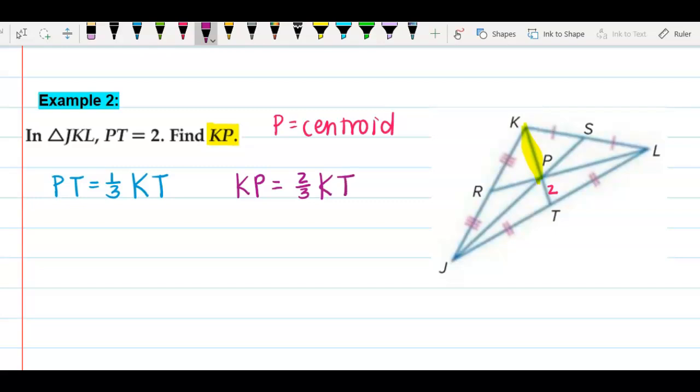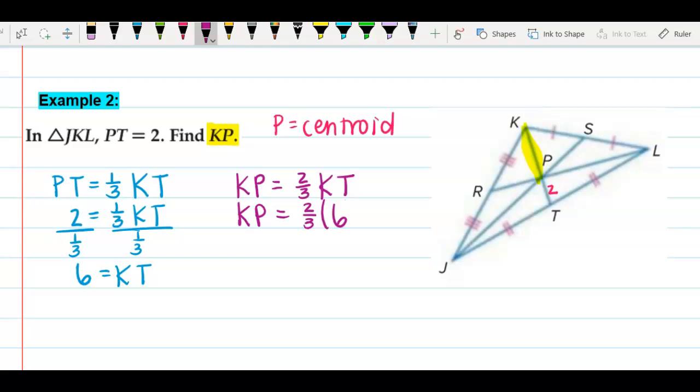Okay, so we could do this backwards. Okay, you can do this a couple different ways. You could say, okay, well, if we know that PT is 2, then I can just solve for KT, right? So I can multiply by 3 or divide by 1/3, which way you want to do it. Same thing, it would just be 6 is KT. Okay, which makes sense because then when we plug this in, we want KP. If we know KP is 2/3 of KT, what's 2/3 of 6? 2 times 6 is 12. 12 divided by 3 is 4.